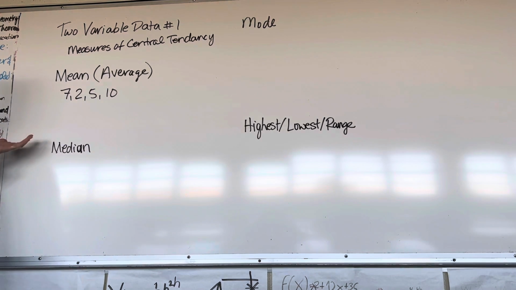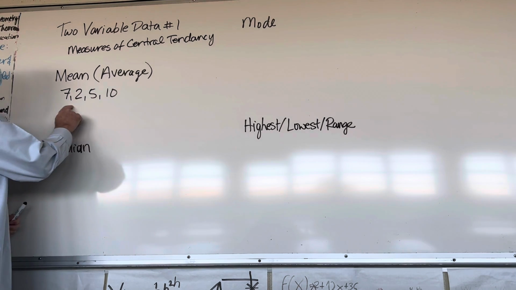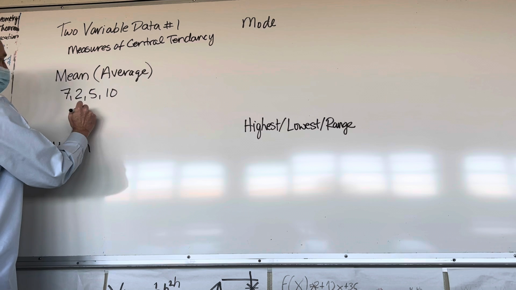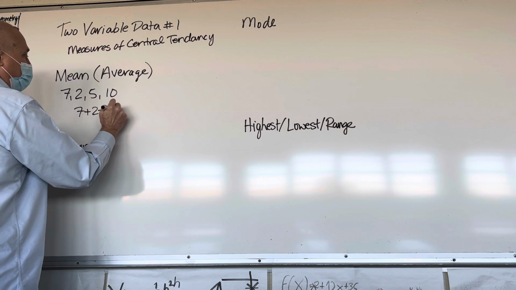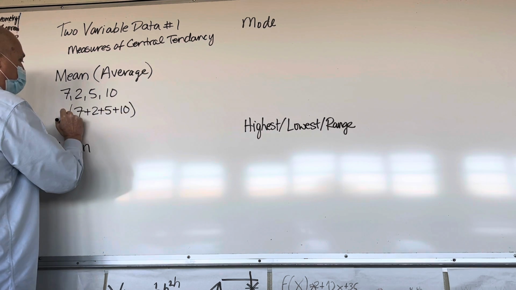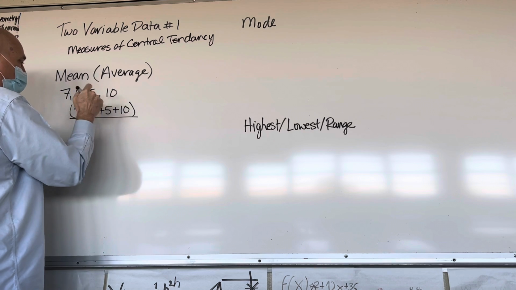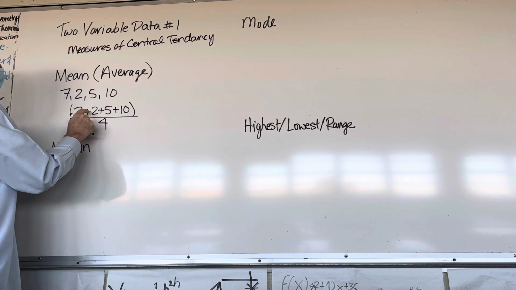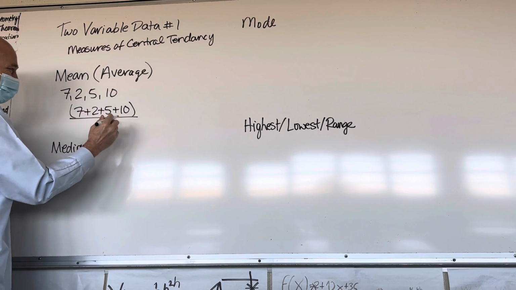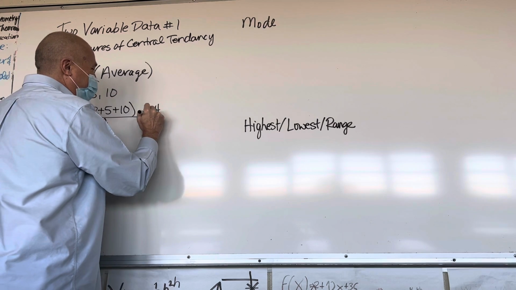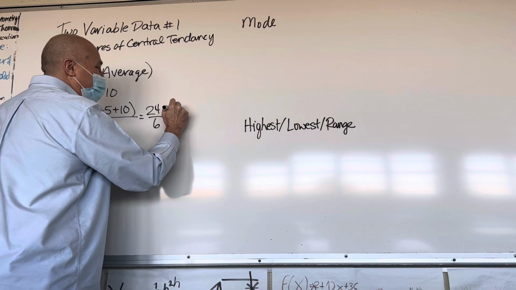So let's start with average. Average is just add up the numbers and divide by the total numbers, right? So you're going to add all these up. 7 plus 2 plus 5 plus 10. Put them in parentheses and divide them by 1, 2, 3, 4. Is it 24? Okay, nice. Thank you so much. 24 over 6. And so the average for this is 4.